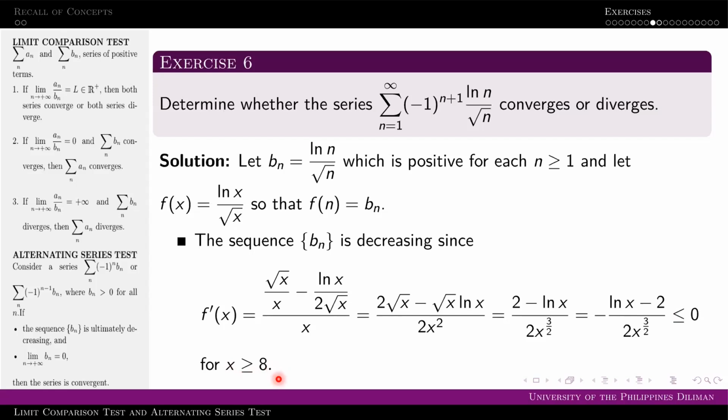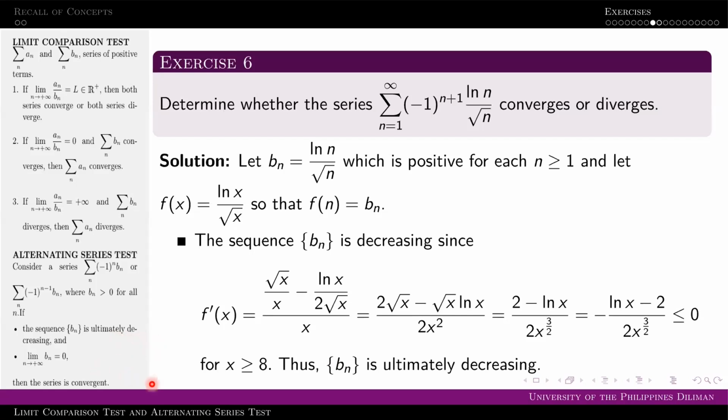And that's okay even if it doesn't start at 1, because for the alternating series test we only want the sequence bn to be ultimately decreasing. That is, at some point it becomes decreasing. It's okay even if the first few terms of your sequence are not decreasing. So we can conclude that the sequence bn is ultimately decreasing. Okay? So we've proven that it is ultimately decreasing.